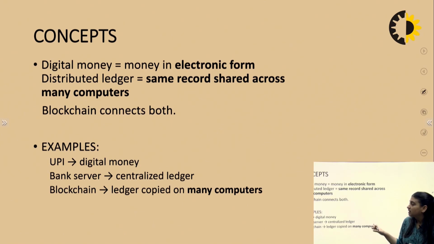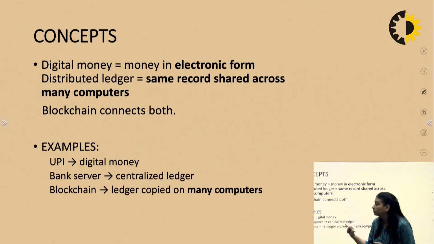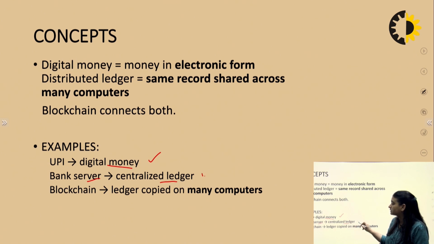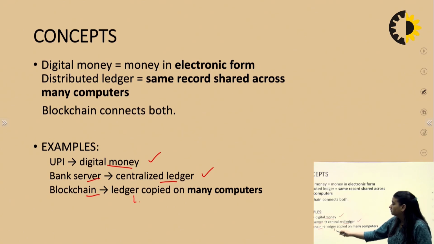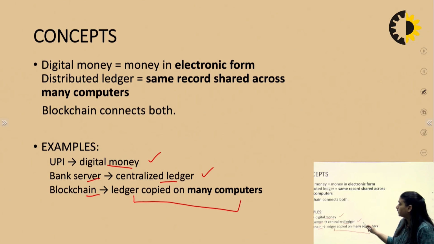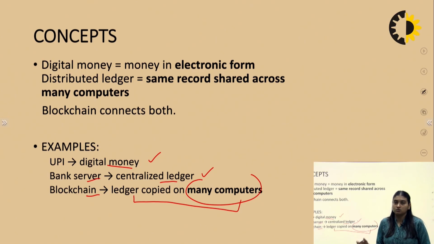Then we have some examples of these, like UPI is the example of digital money. Then bank server is the example of centralized ledger, and blockchain is something about the ledger copied on many computers. As we are talking about distributed systems, we have the same copy on all the nodes, on all the computers.